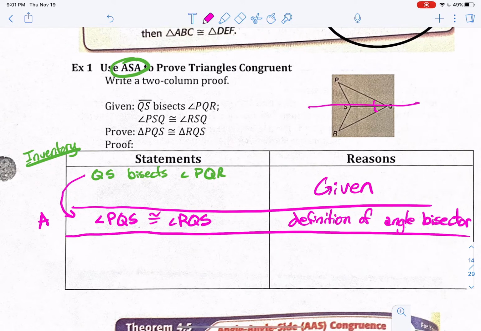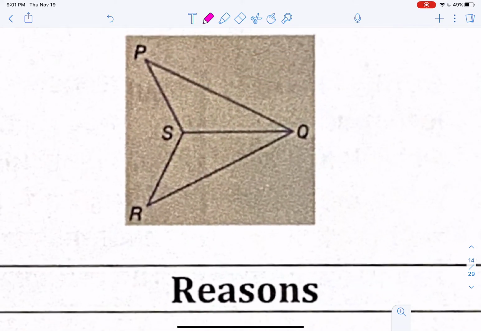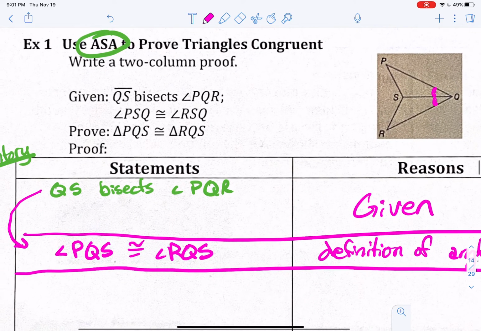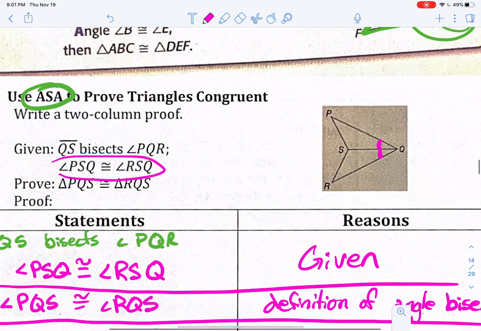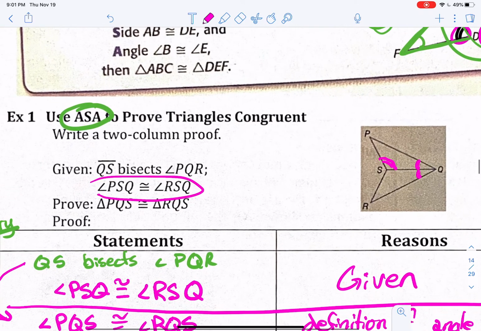So since this guy splits the angle into 2 equal pieces, I write those 2 equal pieces down. That's by definition what it means to be an angle bisector. So mark this guy, mark that guy, we have an angle. Perfect. Now we still have another piece of given information, so I'm going to skip back up to my empty spot, and I'm going to say angle PSQ is congruent to angle RSQ. PSQ is this angle here, and RSQ is this angle here.